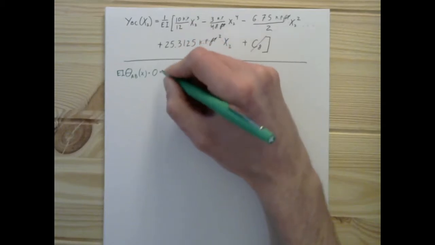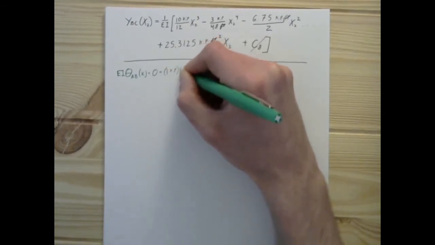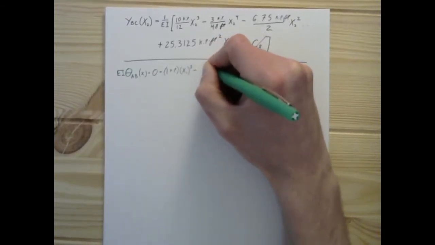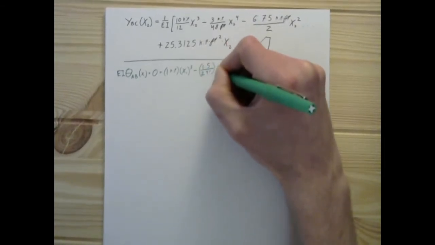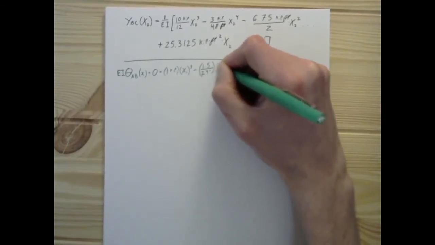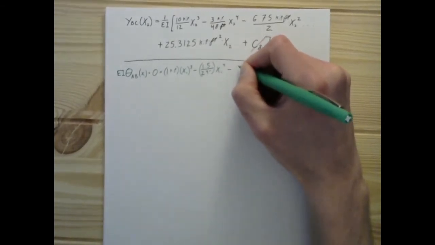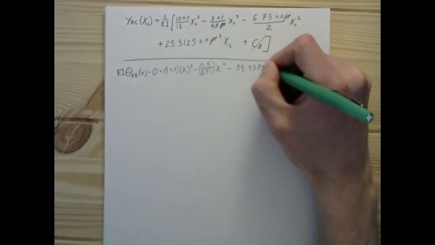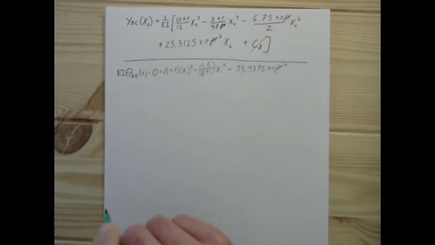And that's going to give us 1 kip times x cubed minus 1.5 kip over 24 feet x1 to the 4th, and then what did I say C5 was? Minus 35.4375 kip feet squared.